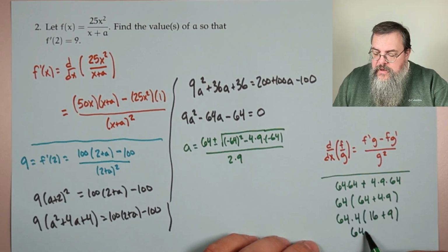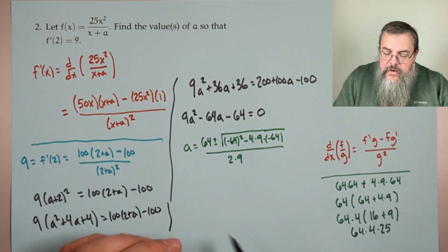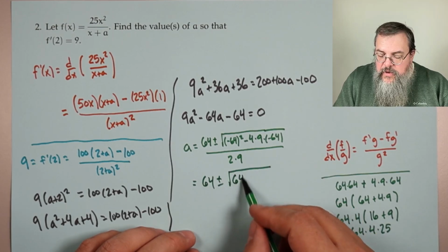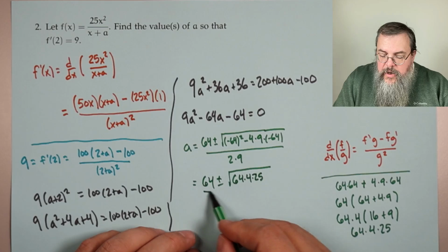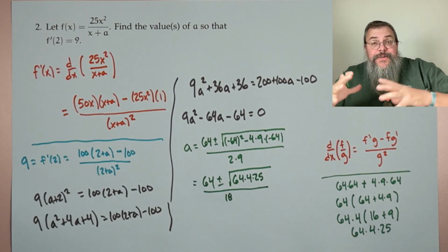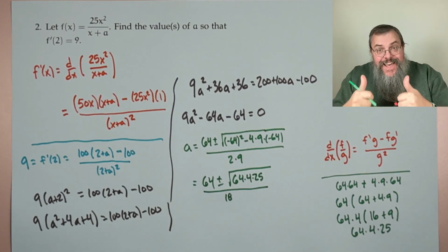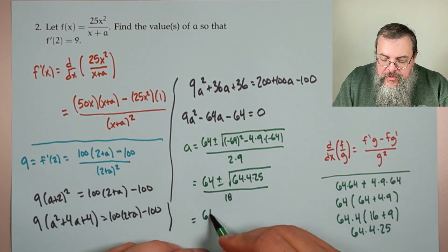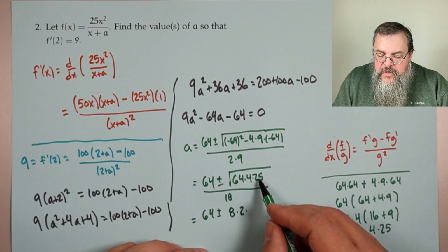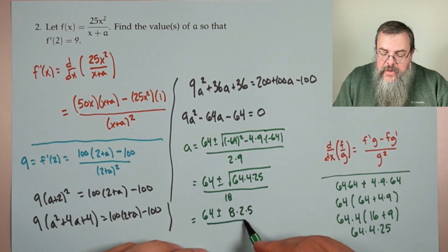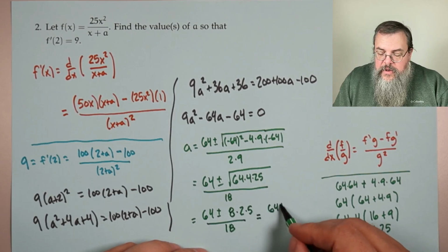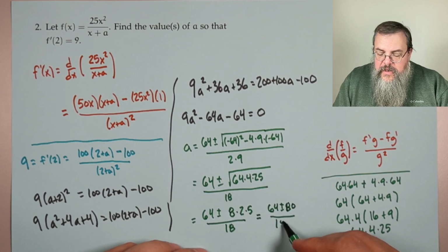So this is 64 times 4 times 25. And you say, okay, well, all right, that's not so bad. 64 plus or minus square root of 64 times 4 times 25. Now, why is that useful? Downstairs, this is 18. Well, when you're taking the square root of a multiplication, yeah. So we have 64 plus or minus, and we have square root of 64 is 8, square root of 4 is 2, square root of 25 is 5, all over 18. Well, 8 times 2 times 5, that's 80. So we get 64 plus or minus 80 all over 18.